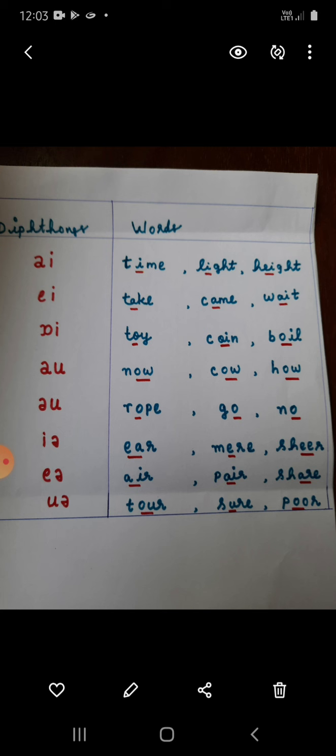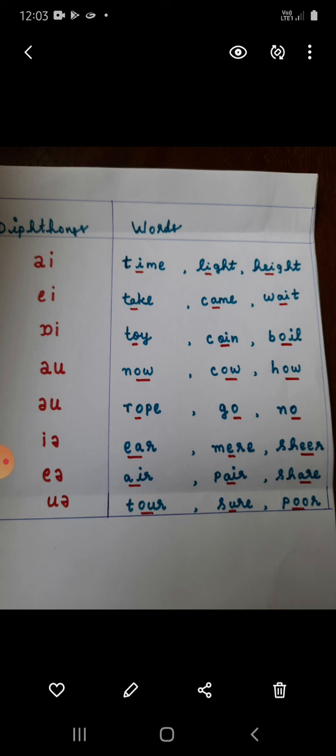The next diphthong sound is air. A plus a. And how to write that? Small letter E and a reverse E. That is air. Clear? The other example is pair, P plus air, pair. The next example is share, Sh plus air, S-H-A-R-E, share. Clear? Next, the last diphthong, that is the eighth diphthong, is ua.